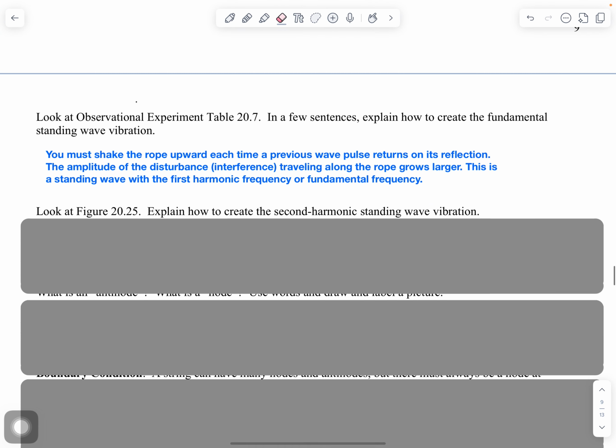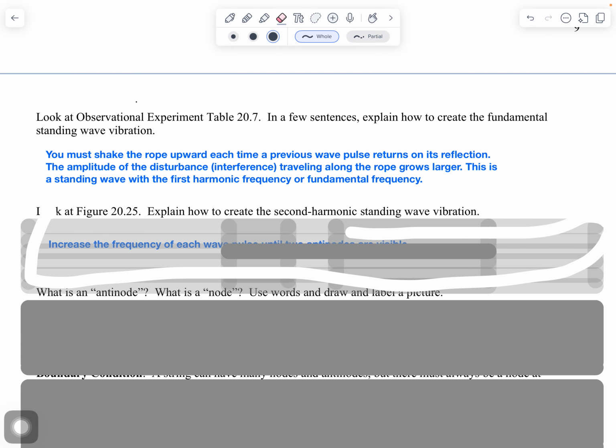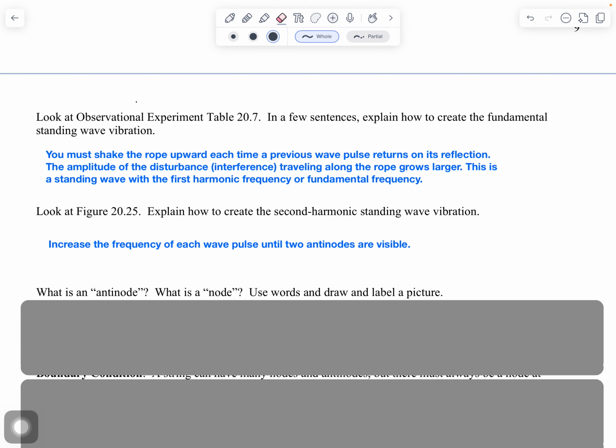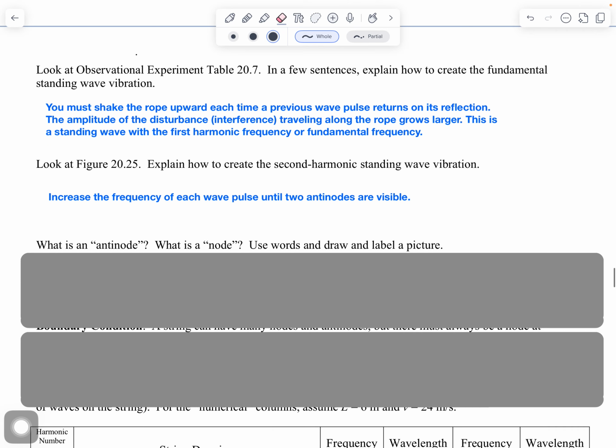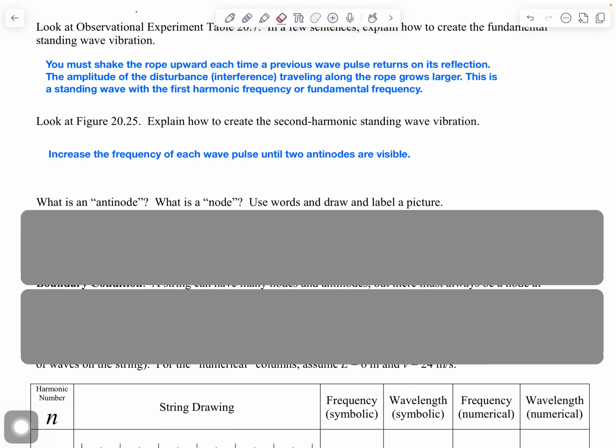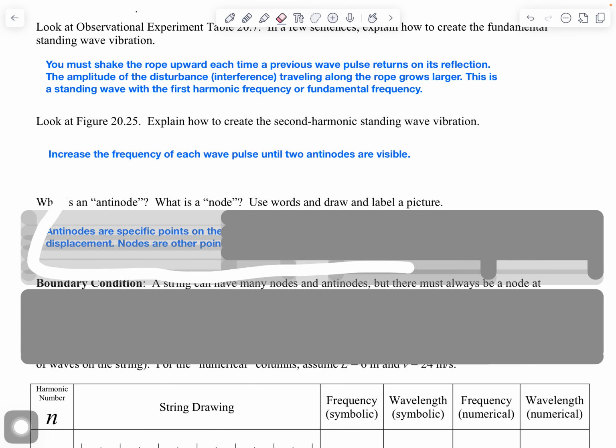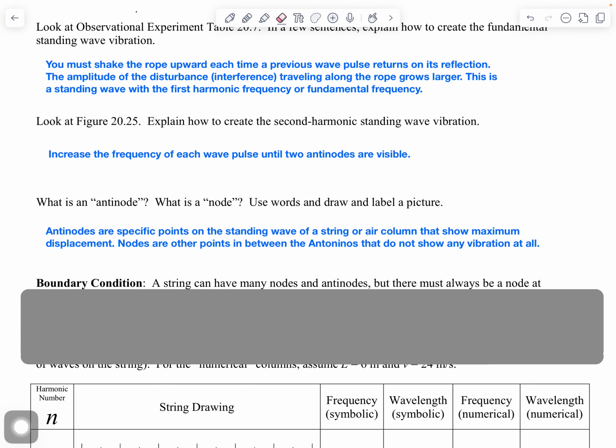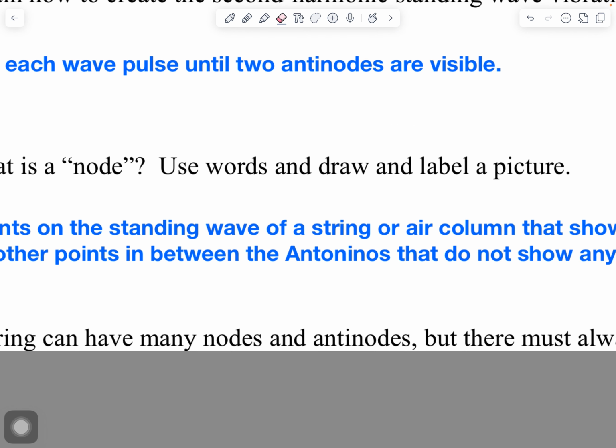Explain how to create a 2nd harmonic standing wave vibration. Well, basically, you have to increase that frequency until we see 2 antinodes visible and 1 node right in the middle. What is a node and an antinode? Antinodes are specific points on a standing wave or air column that show maximum displacement. Nodes are the other points in between.